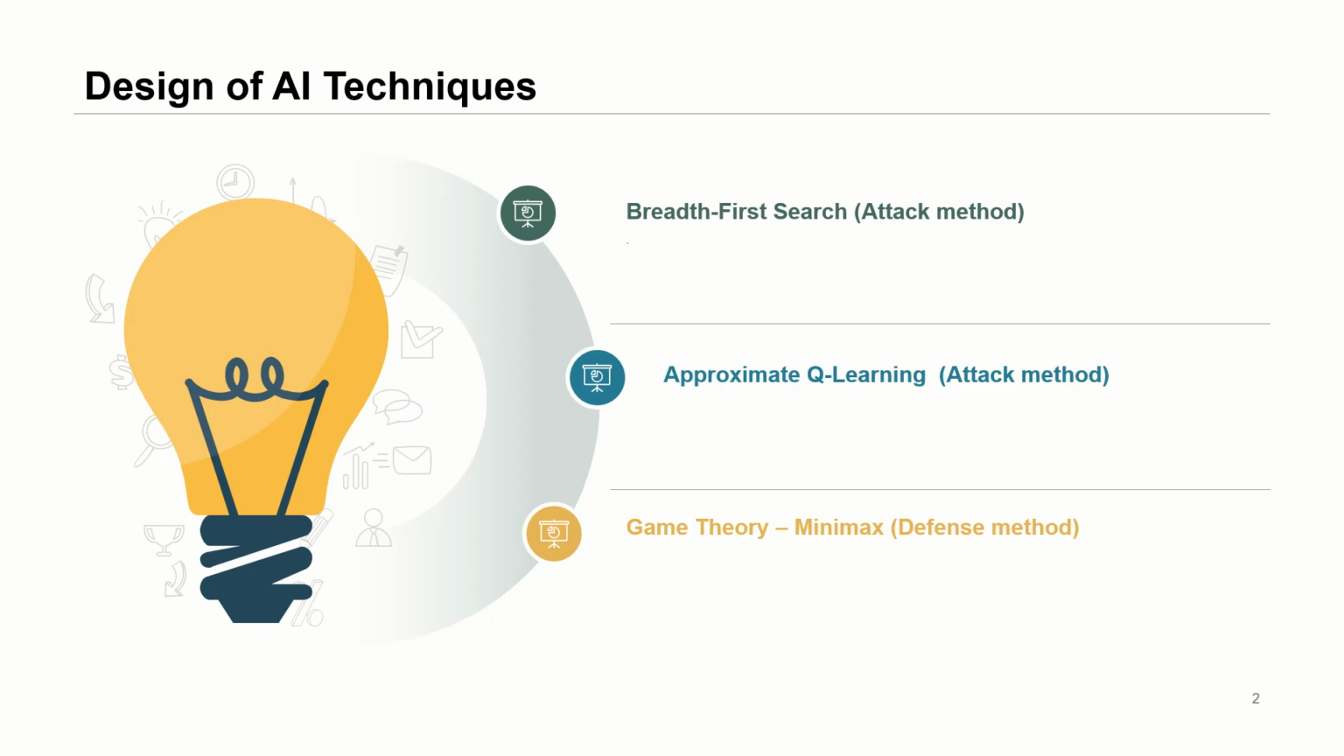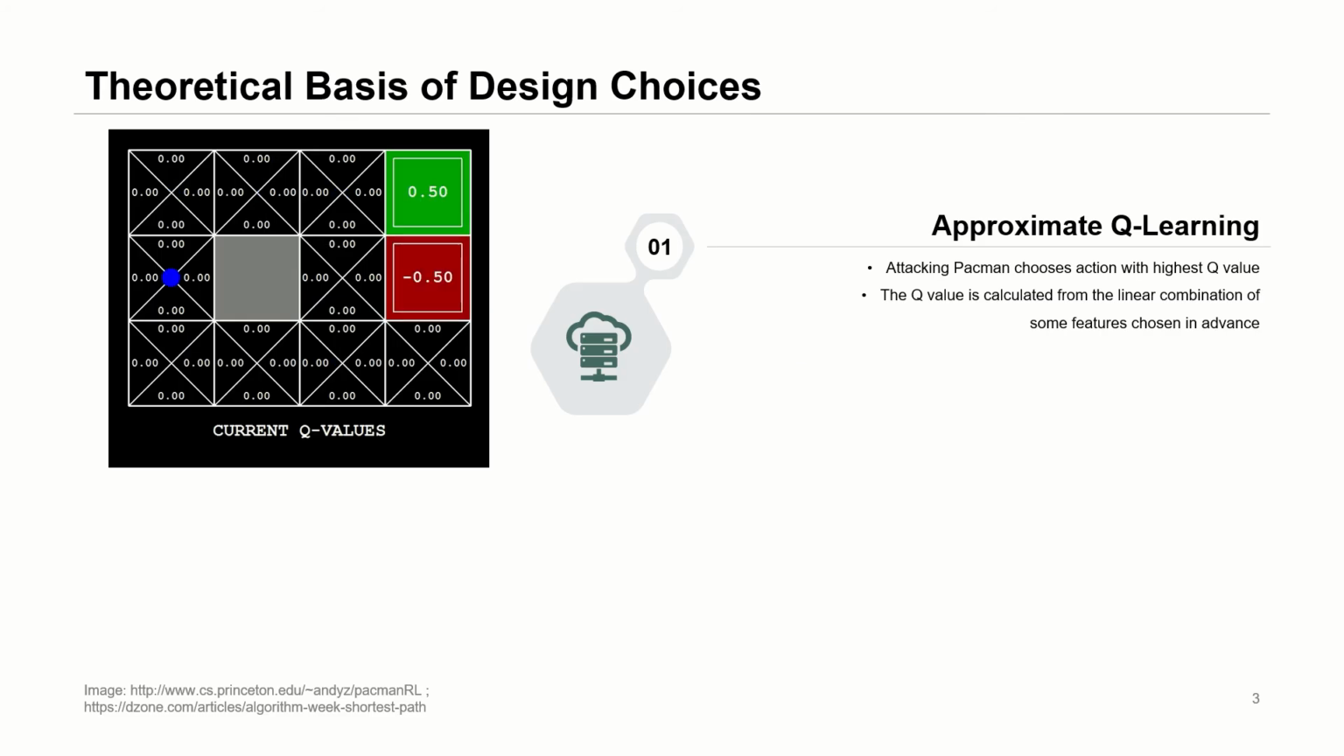The theoretical basis for the design of our agents are breadth-first search and approximate Q-learning for the attacking method, and game theory minimax for the defensive mechanism. Refer to the subject material. Q-learning is a reinforcement learning technique used in machine learning to learn a policy. It can identify an optimal action selection policy for a finite Markov decision process.